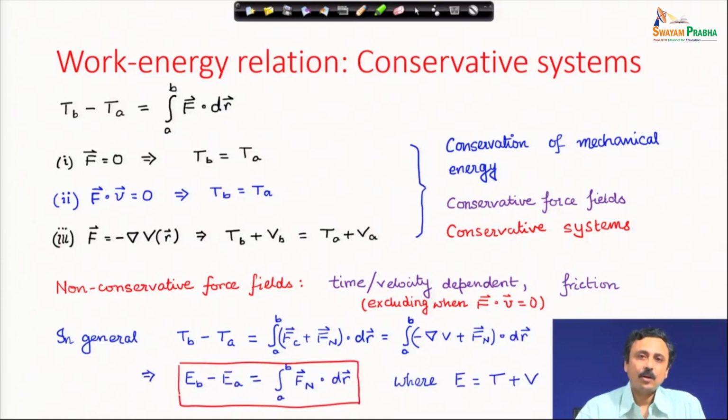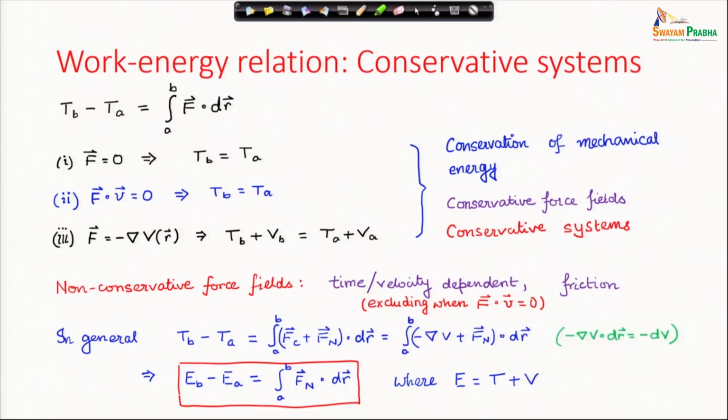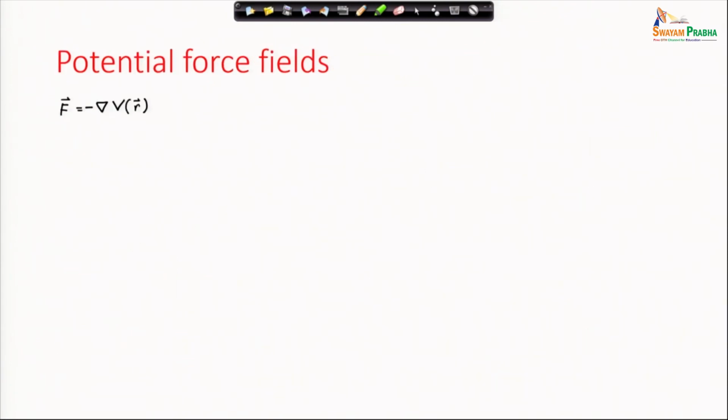That I can bring on the left hand side and combine it with the kinetic energy to form the total mechanical energy. Therefore, this is the most general form of the work energy relation, which says that the change in mechanical energy is equal to the work done by all non-conservative forces over the path, where E, the total mechanical energy, is kinetic energy plus potential energy.